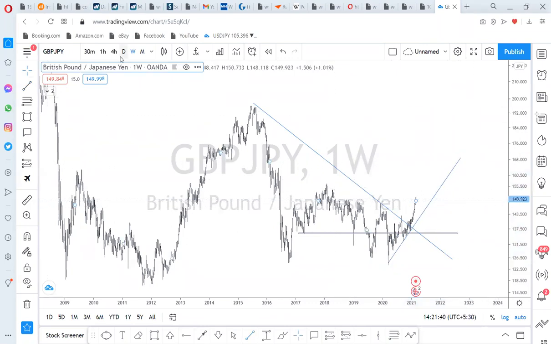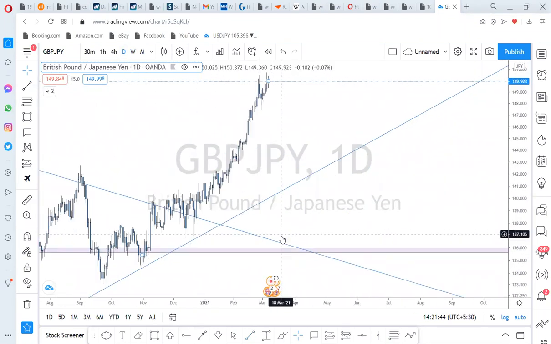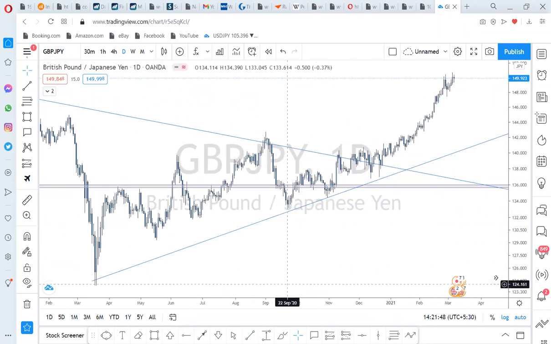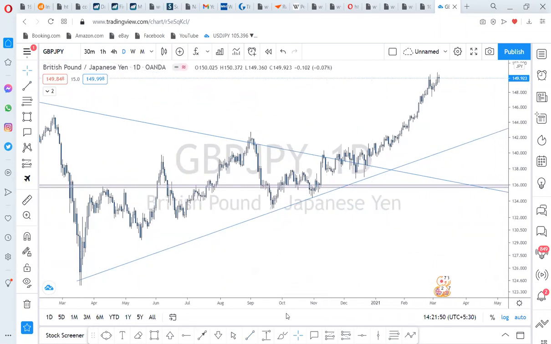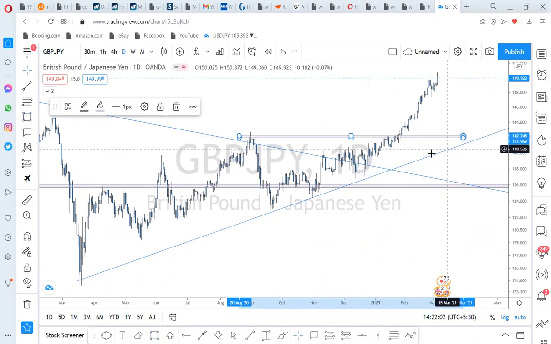Yes. So let's go to our daily time frame and see what structure is also telling us. On the daily time frame as well, we can see that these highs were violated, taken out.